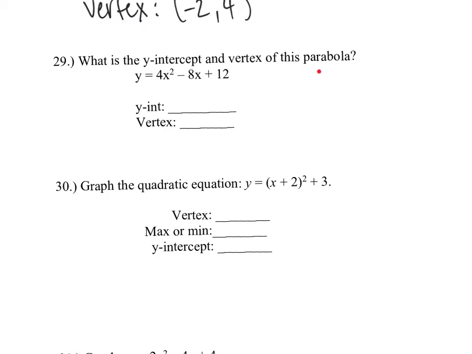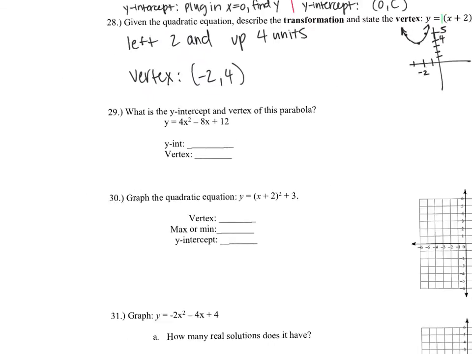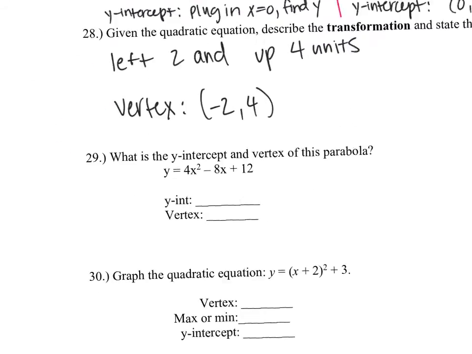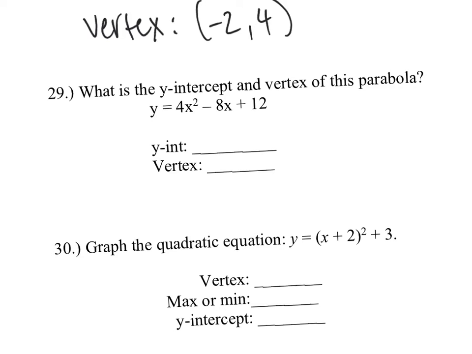Let's get into our next problem where it says, what is the y-intercept and the vertex of the parabola? And whenever you're trying to find the y-intercept and it's in standard form, remember, it's just the constant value. So you might remember from this one here, if it's in standard form, c is always the y-intercept. So in this case, my y-intercept is 12.